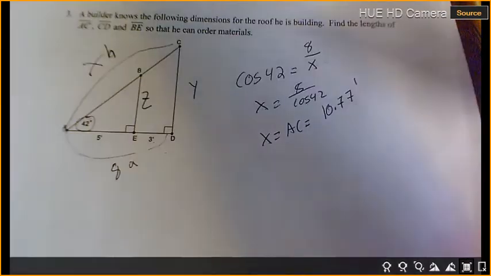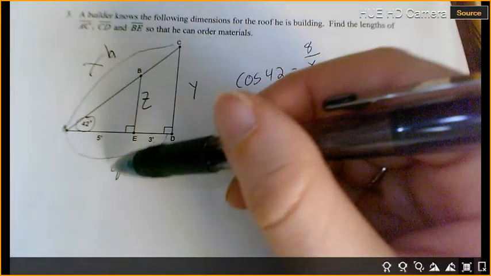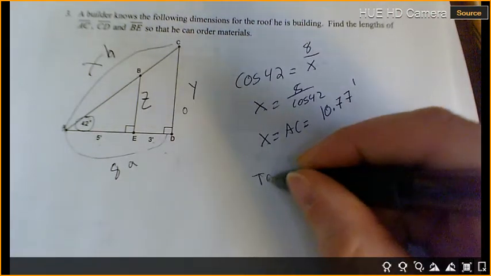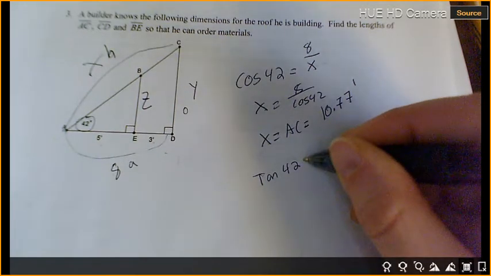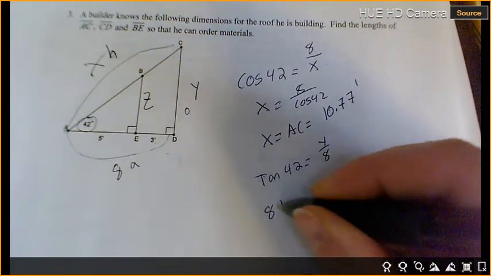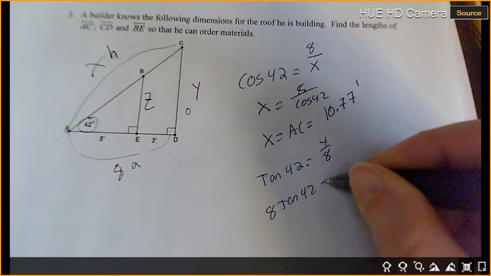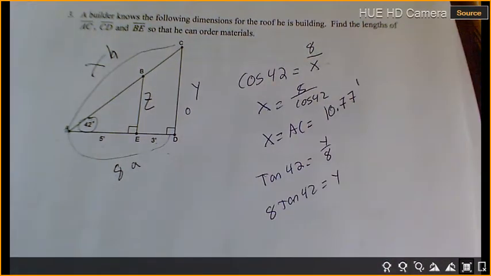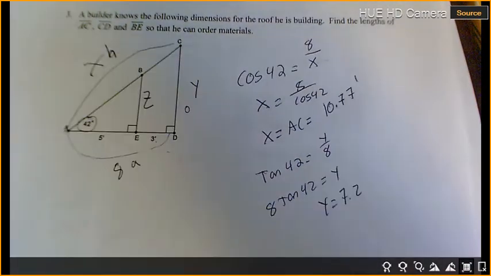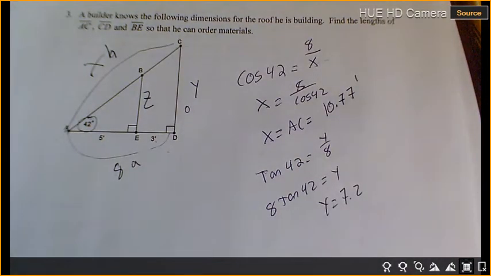And then let's find Y. So we have our adjacent and we have our opposite. So we're going to use tan of 42 equals opposite Y over adjacent 8. So we're going to go 8 tan 42 equals Y. So we get 7.2. And I'm going to leave it there. You guys need to find Z on your own.